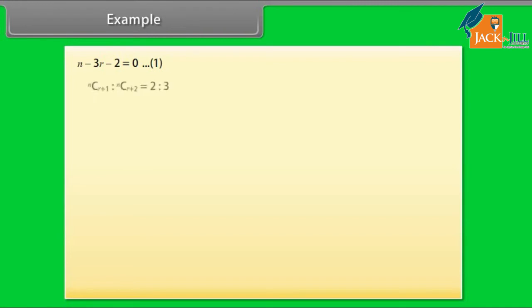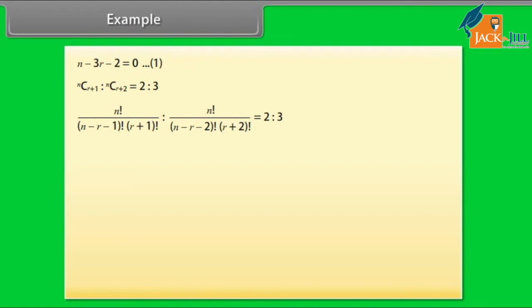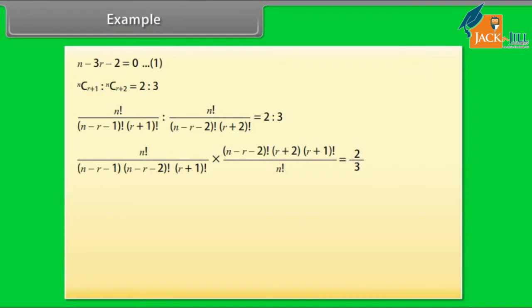Name it as 1. nC(r+1) is to nC(r+2) is equal to 2 is to 3. n factorial by (n minus r minus 1) factorial into (r plus 1) factorial is to n factorial by (n minus r minus 2) factorial into (r plus 2) factorial is equal to 2 is to 3. n factorial by (n minus r minus 1) into (n minus r minus 2) factorial, (r plus 1) factorial, multiplied by (n minus r minus 2) factorial into (r plus 2) into (r plus 1) factorial by n factorial, is equal to 2 by 3.